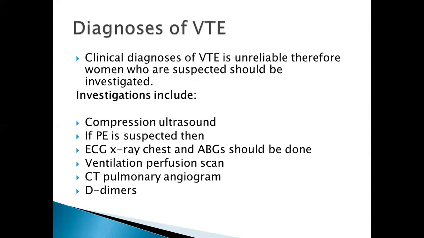How can venous thromboembolism be diagnosed? The clinical diagnosis of venous thromboembolism is unreliable. Women who are suspected should be investigated. The commonest symptom of venous thrombosis is pain in the calf muscle with varying degrees of redness and swelling. However, swelling of the legs is common in pregnancy. So if this swelling, pain, and tenderness is unilateral, it should be an alarming sign for venous thromboembolism.